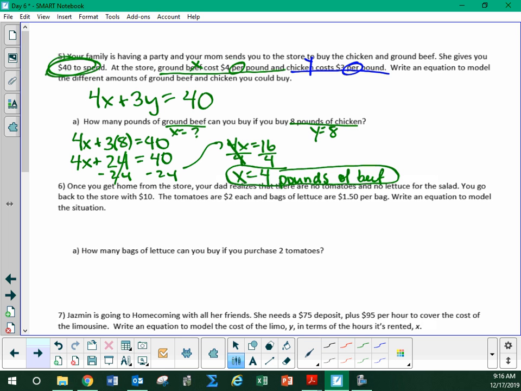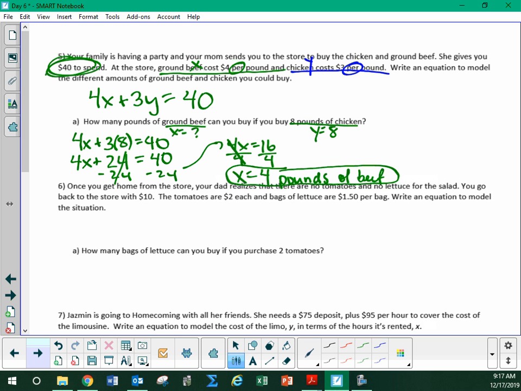Will we ever get a decimal? It's possible to get a decimal. Yeah, x, yeah, it's possible. Oftentimes, when we're dealing with money, we'll get decimals. But if we're doing standard form, we can't have a decimal, right? You could possibly. Again, it depends what it's representing. So, like for this one, I would say that you could buy a partial pound of beef.